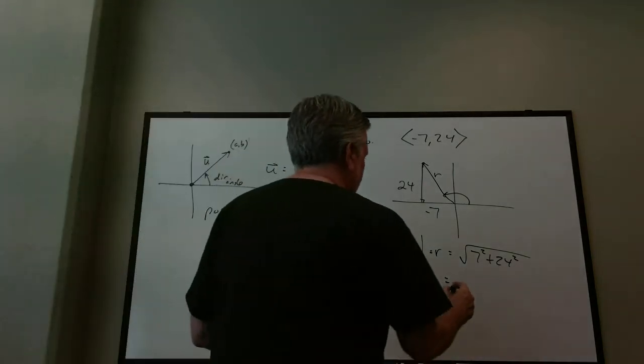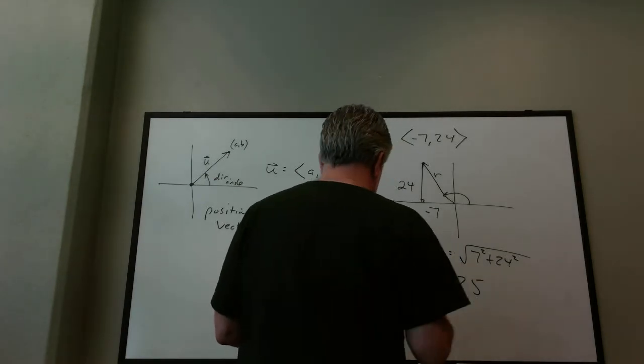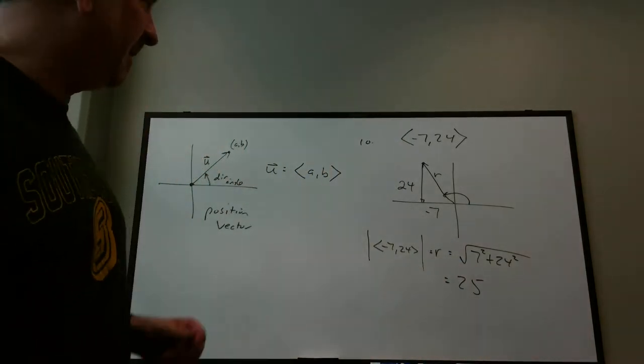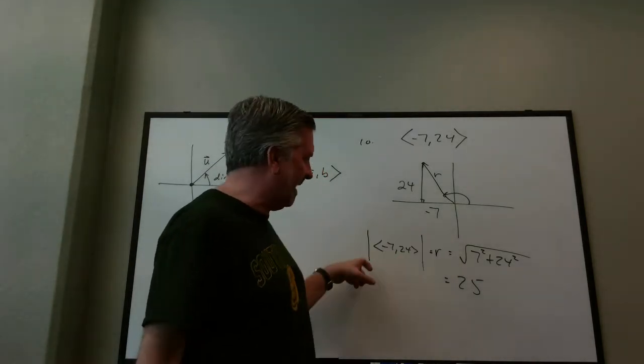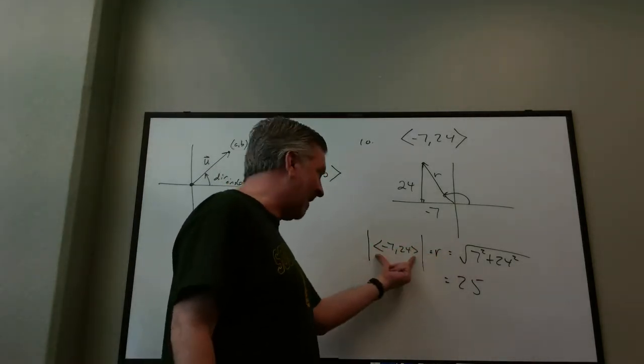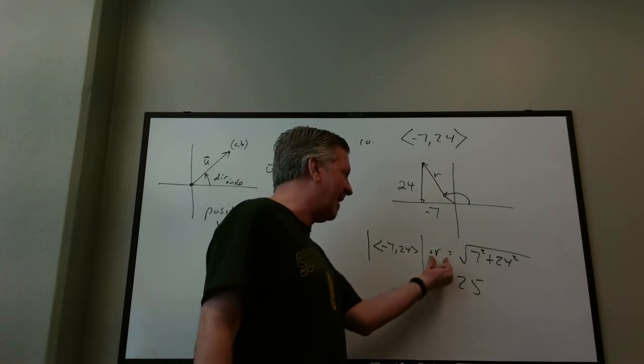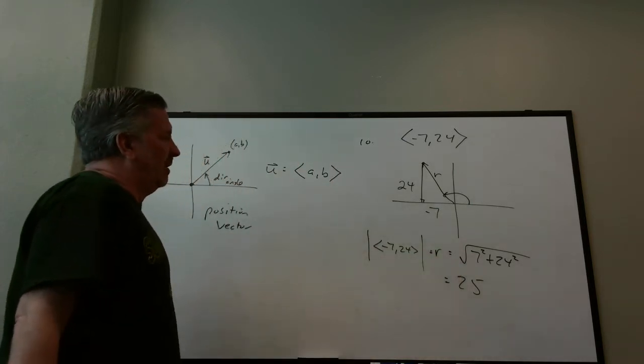Yeah, it's the square root of 625, which is 25. Okay? And label your work. Don't just write numbers like that and have floating numbers. Label what you're doing. I'm finding the magnitude, or again, r is the magnitude. Label your work. So there's the magnitude.